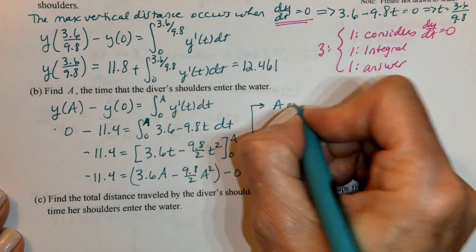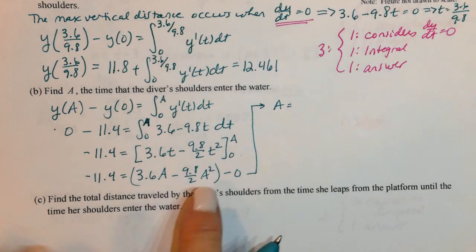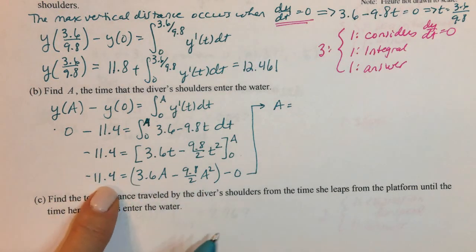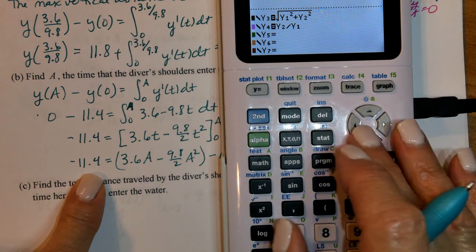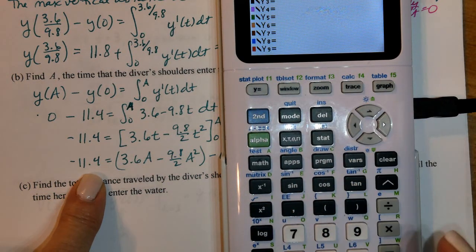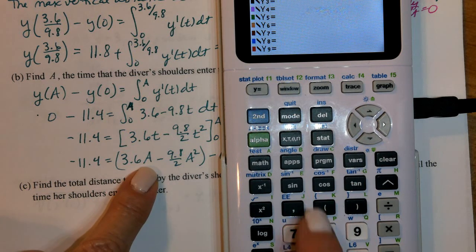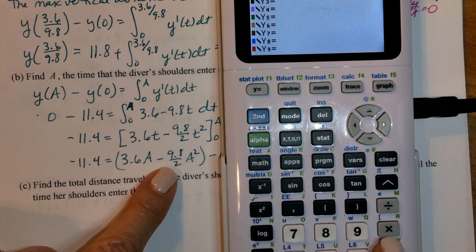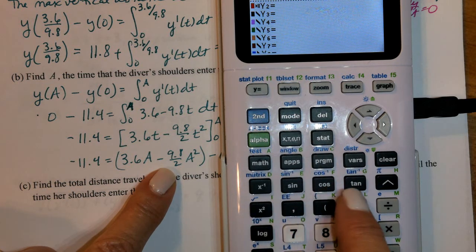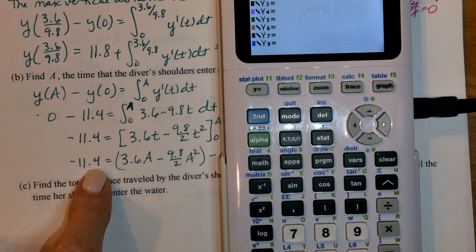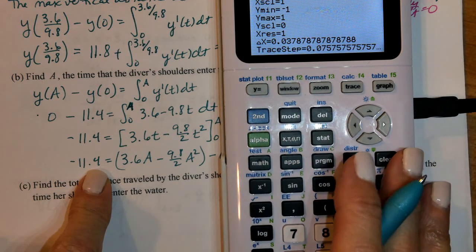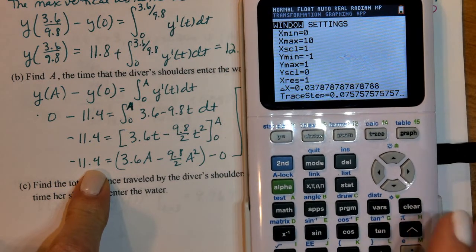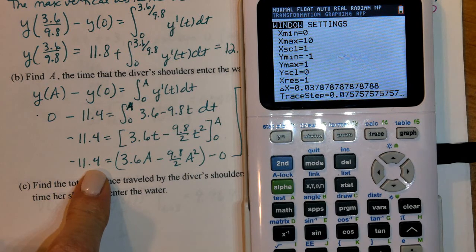And from here, I go to my calculator. I'm going to put this in for y1, this in for y2, and find what A is. So I'm clearing all this stuff out. I'm going to put 3.6x minus 9.8 divided by 2 x squared in for y1, negative 11.4 in for y2. What should our window be? She's not going to be in the air very long, right?